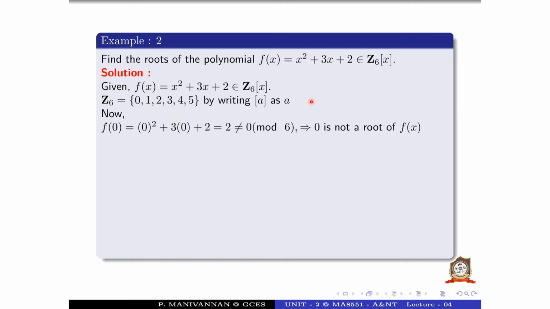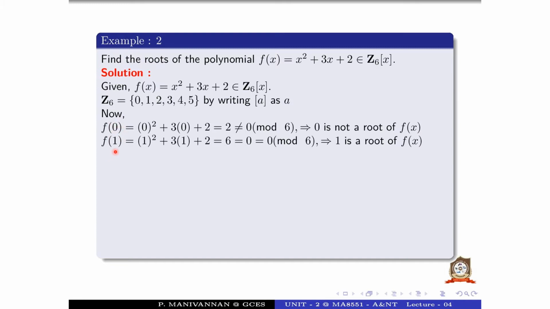Now we put x equal to 0. So f(0) = 0² + 3·0 + 2 = 0 + 0 + 2 = 2. It is not equal to 0, so 0 is not a root.